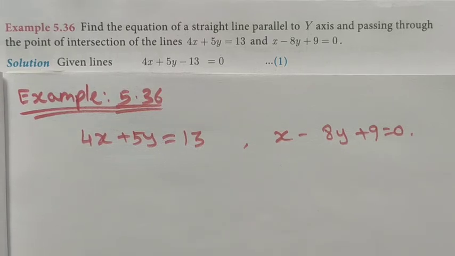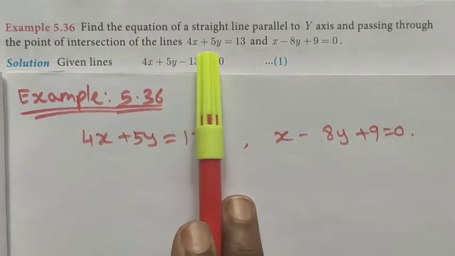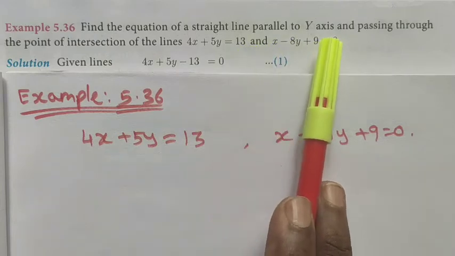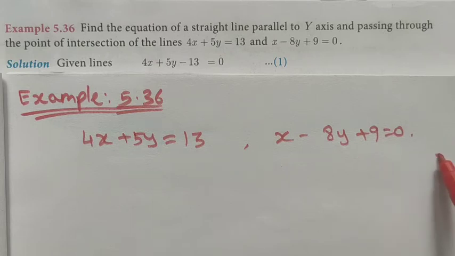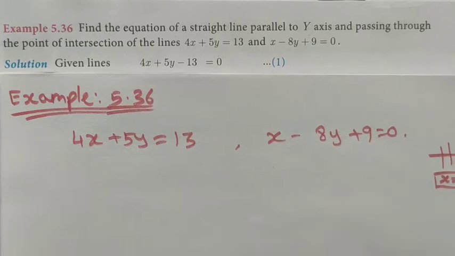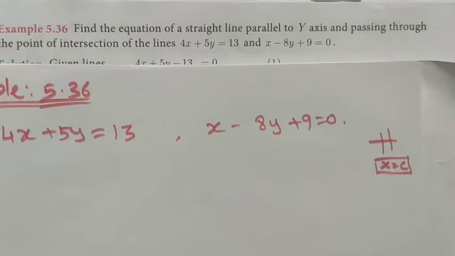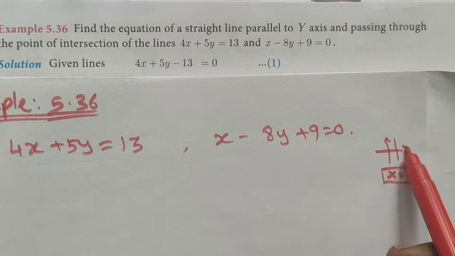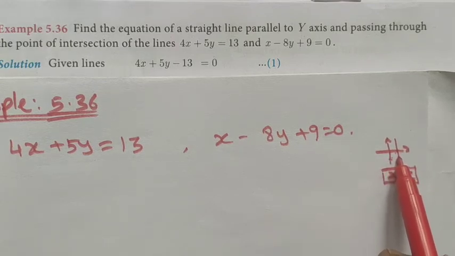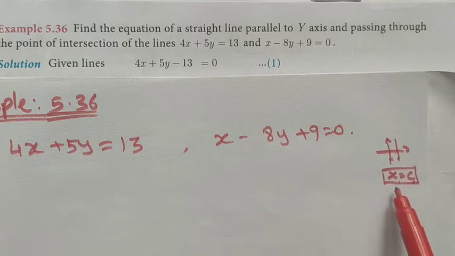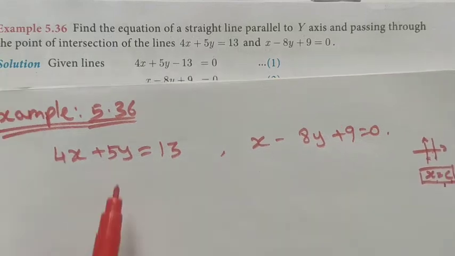Example sum 5.36. Find the equation of the straight line parallel to the y-axis. If the straight line is parallel to the y-axis, we write it as x is equal to c, where c is the distance. This is the x-axis, this is the y-axis, and parallel to the y-axis means the distance between this line and the axis is x is equal to c. That is the form, right?